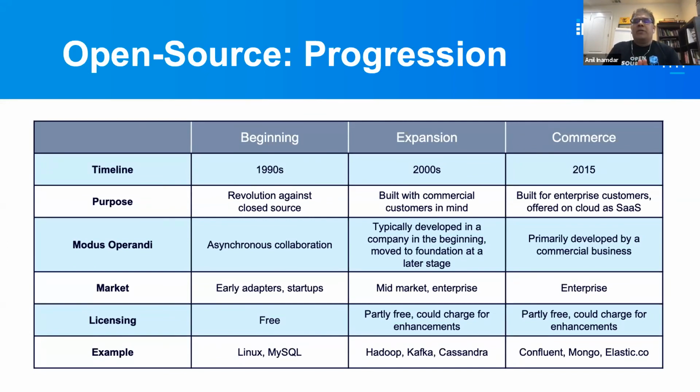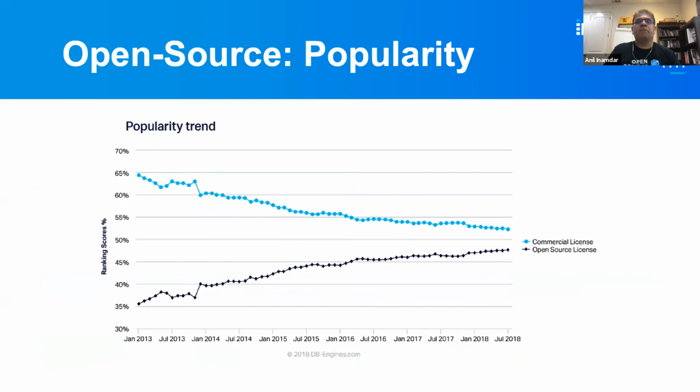The current wave is going after enterprise customers, and cloud is playing a big role. In this wave, the software contributors are primarily from commercial businesses. The licensing model is very much like the expansion phase, but the cloud vendors have their own twists. The popularity of open source has been growing constantly, while closed source is declining. This chart is only for database technologies, but similar trends have been observed in every domain.